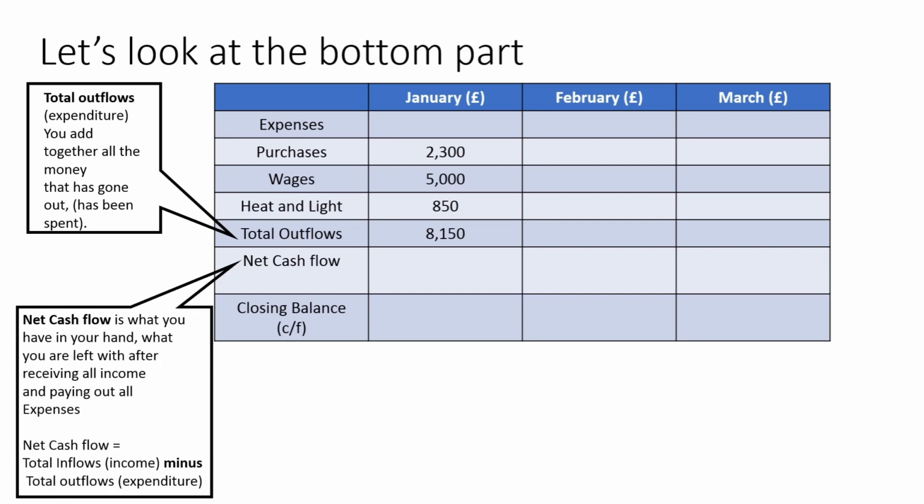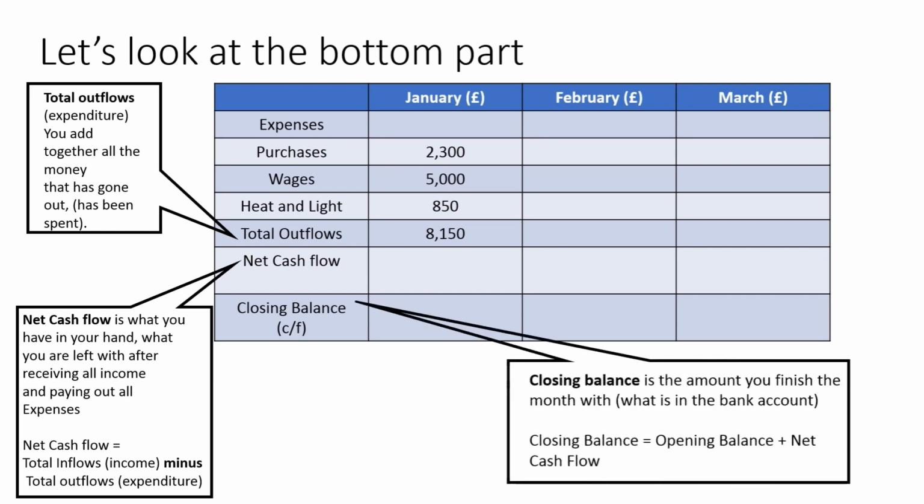We then look at the net cash flow. So net cash flow is what you have in your hand, what you are left with after receiving all income and paying out all expenses. And the formula for net cash flow is the total inflow, so total income, minus your total outflows, which is your expenditure. The closing balance is the amount you finish the month with, so what is in the bank account.